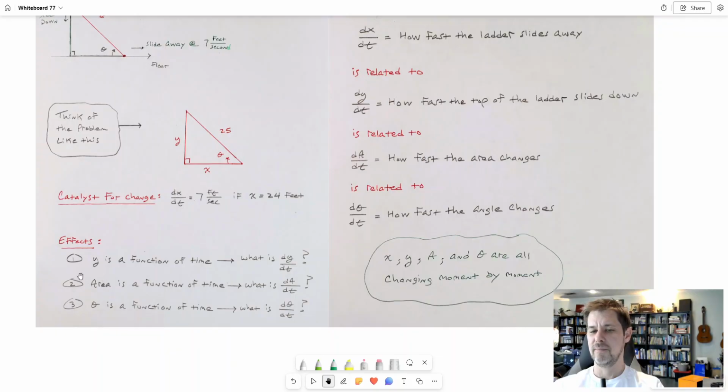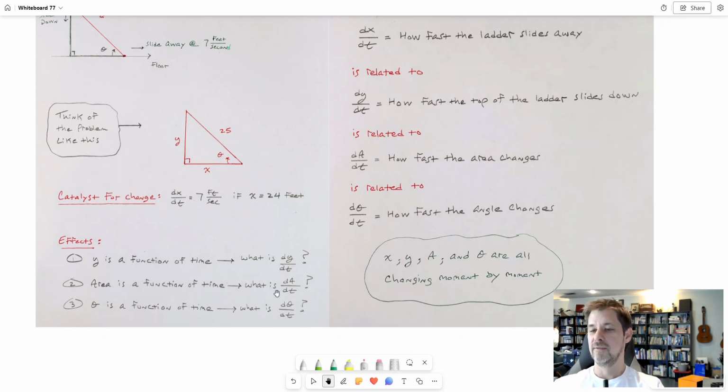Also, I haven't mentioned the area yet, but if you see the ladder leaning against the wall as forming a triangle, then the area is also a function of time. As the ladder becomes more parallel to the floor as the base slides away, that's going to squeeze out the area of the triangle that the ladder makes with the wall and the floor. So the area of that triangle is a function of time. It's changing moment by moment.